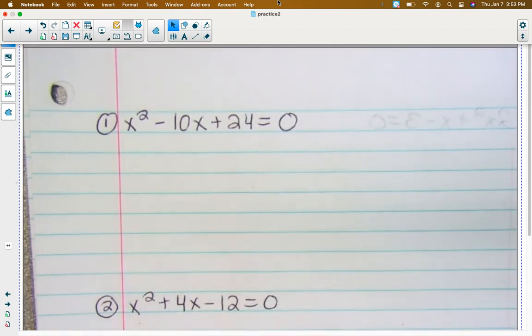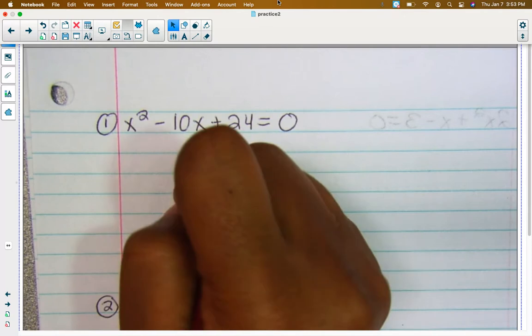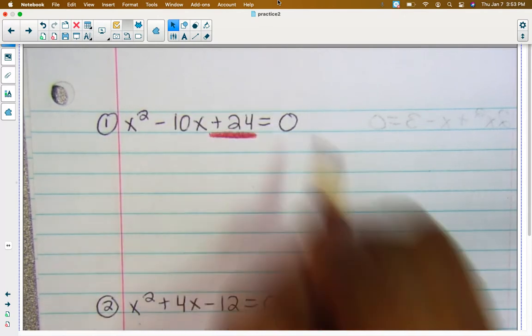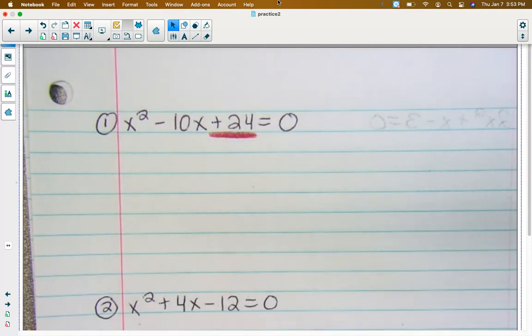All right, so here's our first problem. X squared minus 10x plus 24. As you can see, this number here is not a perfect square number. I can't do 2 times 2, 3 times 3, 4 times 4, 5 times 5. Yes, I can multiply it, but it'll give me 2 different numbers. So this number is not a perfect square number.